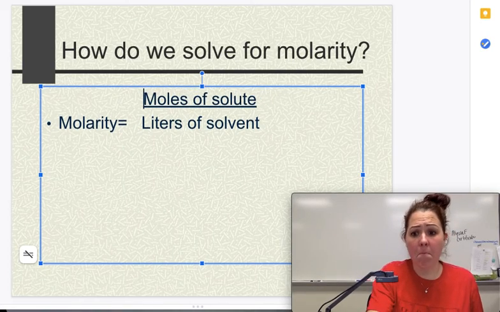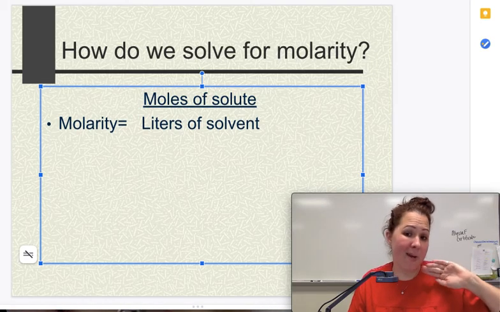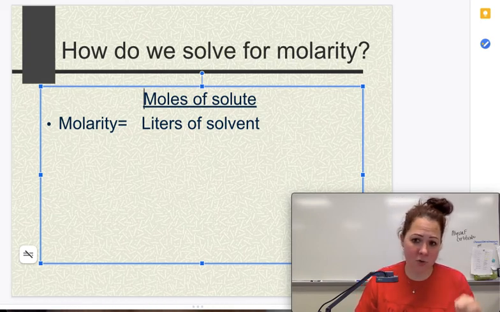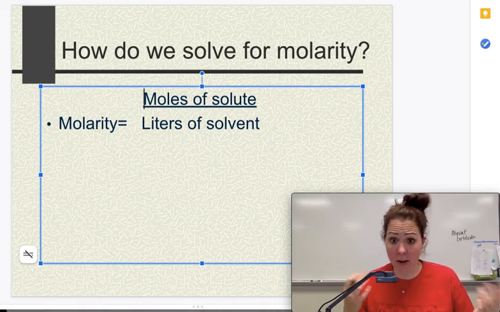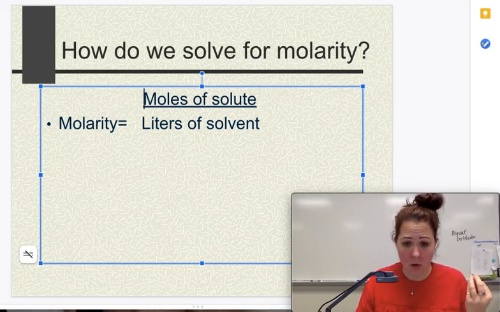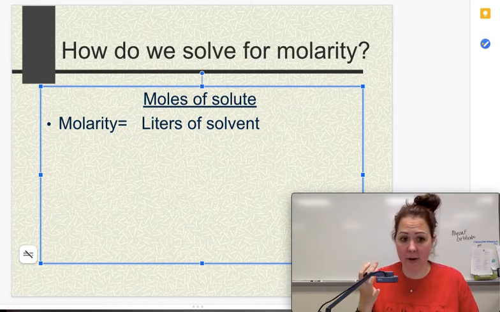Molarity is how many moles of your solute get dissolved into however many liters of solvent. So remember I said that we had to figure out which is your solute and which is your solvent? This is why. One of your values you're going to have to turn into moles, and your other value you're going to have to turn into liters. You divide the two to get your molarity. So typically we have big M is equal to moles per liter.